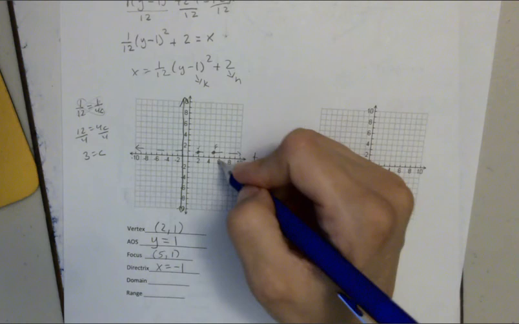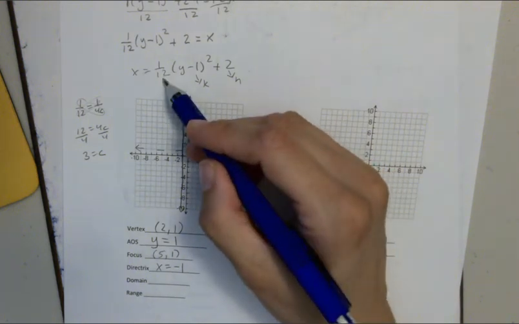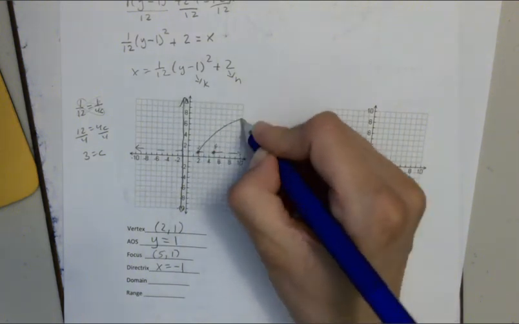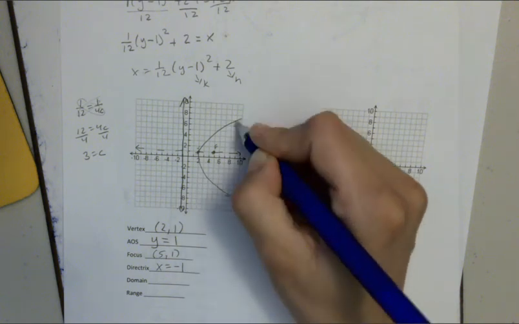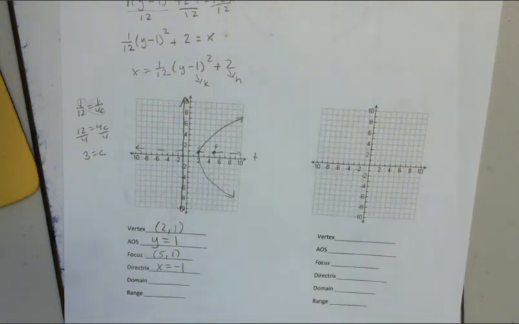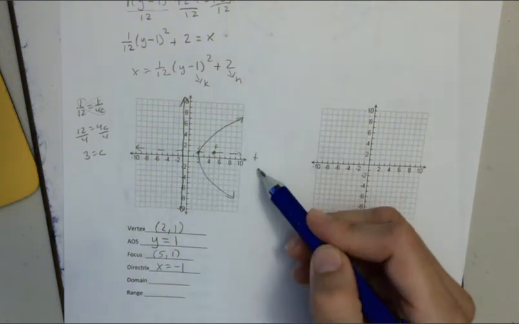All right, we just need to sketch the parabola. Since this is 1/12, we know it's going to be a wider parabola. So I'm going to go ahead and just sketch my wider parabola opening in the positive direction.